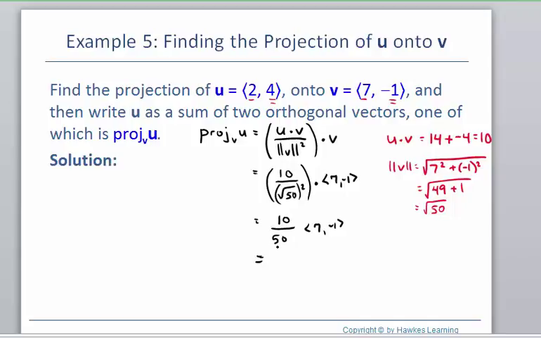And 10 over 50 is going to reduce to 1/5. And remember that we can take that constant term and distribute it among the vector components. So 1/5 times 7 is going to be 7 over 5. And 1/5 times negative 1 is going to be negative 1 over 5. Okay, so this is going to be our projection vector.